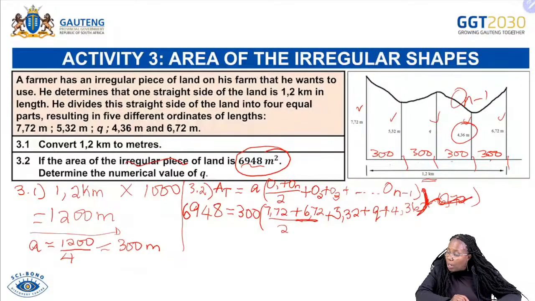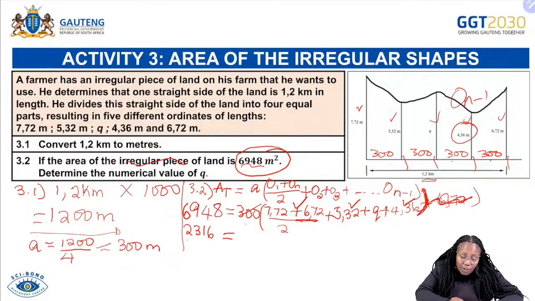And then from here now, we are going to divide both sides by 300. Then this will be how much? 23.16. And then we are adding everything on the right hand side so that we can get a Q there, and then we transpose that to the right. Okay, we have dealt with that one. We are having 2, 3, 1, and then we'll add 1, 2, 3 together and transpose to the left, grade 12. And then now this sum, you can bring it back here.